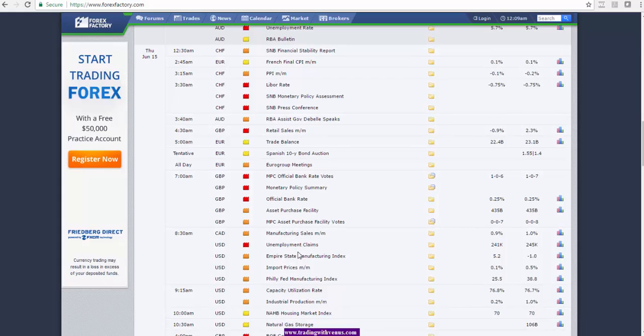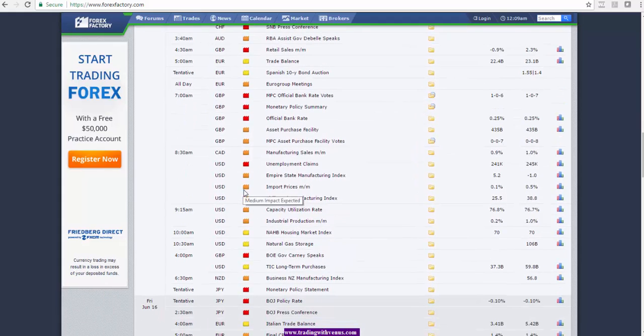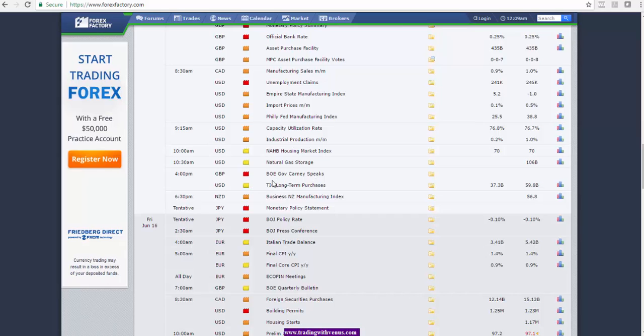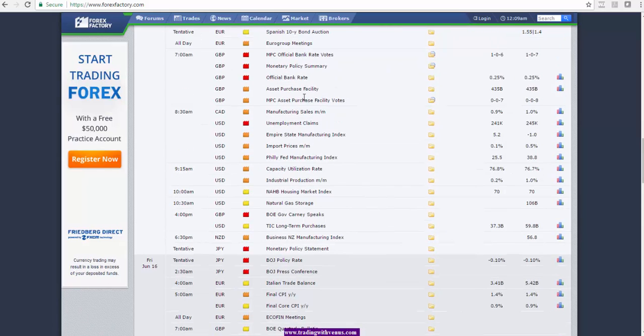And then we have unemployment claims for the US. We also have some leading indicators here: Philly Fed manufacturing index, capacity utilization rate, industrial production numbers. All of these numbers are leading indicators and are important. However, the biggest thing will be the FOMC here. And then we have Bank of England Governor Carney speaking, because we do not have a press conference right after the monetary policy here. As a result of that, what Bank of England Governor Carney says will be very important.